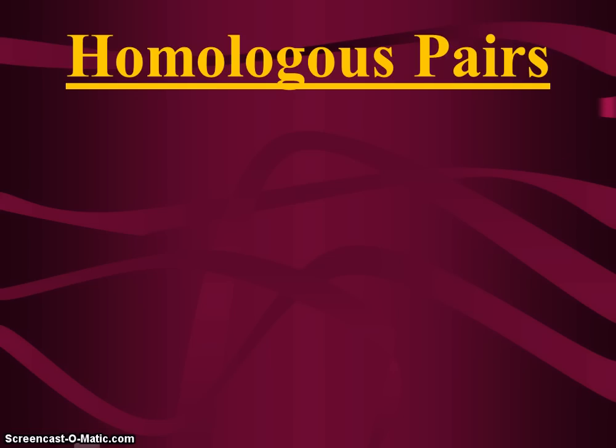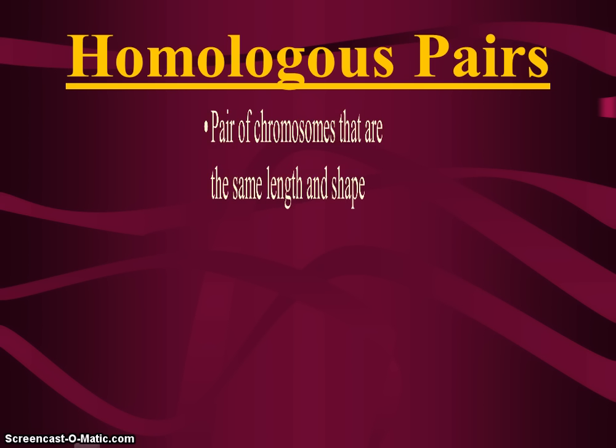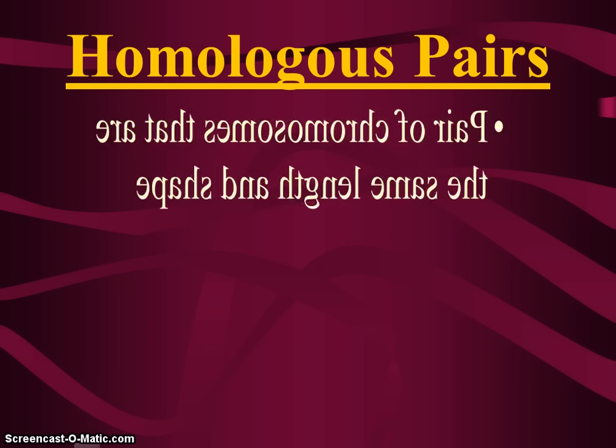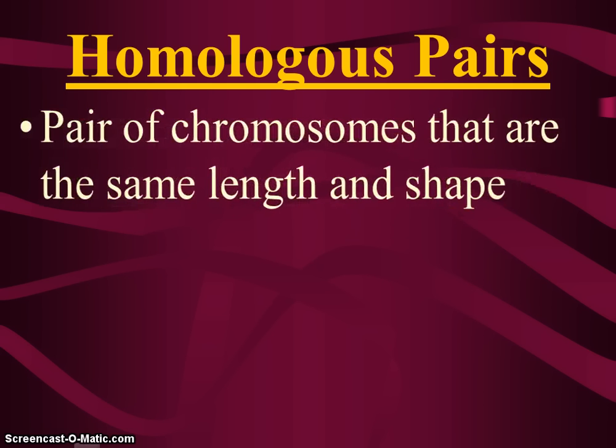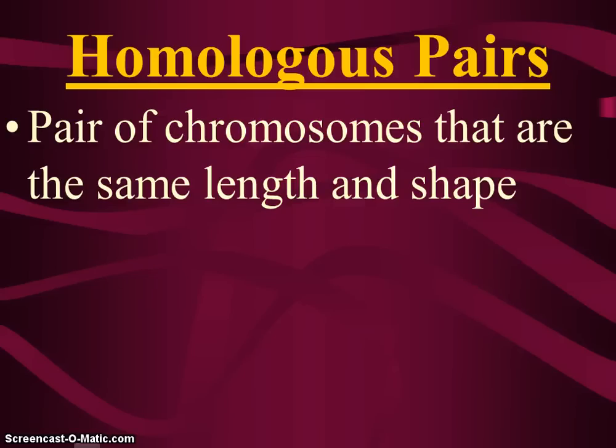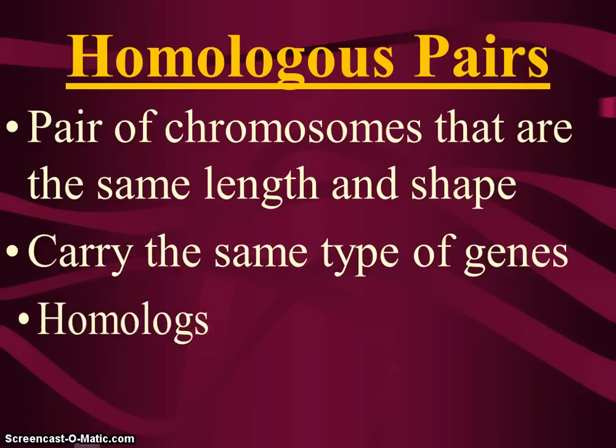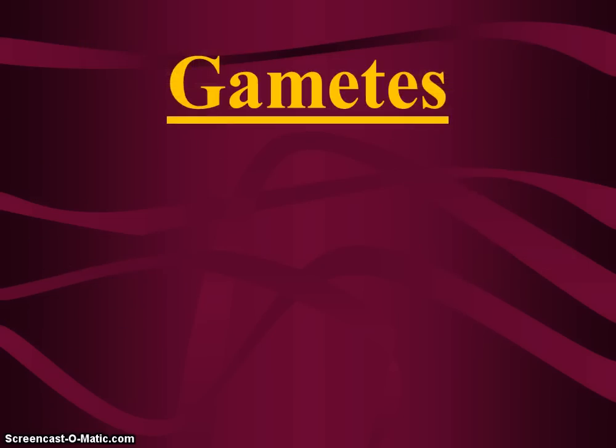Have you ever sorted your socks when you're putting away your laundry? Sorting your socks is very similar to making homologous pairs. When you sort your socks, you look for the size, shape, type of sock. Same thing happens with chromosomes. A homologous pair, or a homolog, is a pair of chromosomes that are the same length, the same shape, same size, has the same genetic material. So it has the same type of genes. Now, homologous pairs is a little wordy to say, so we can just call it a homolog. Okay, and again, they exist in pairs.